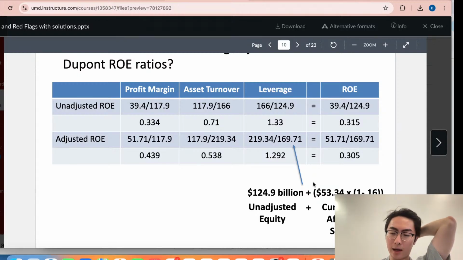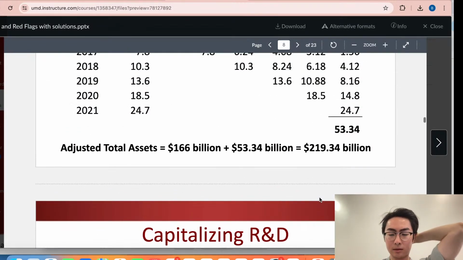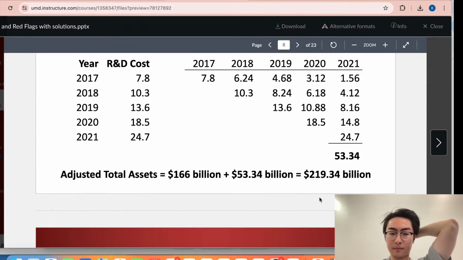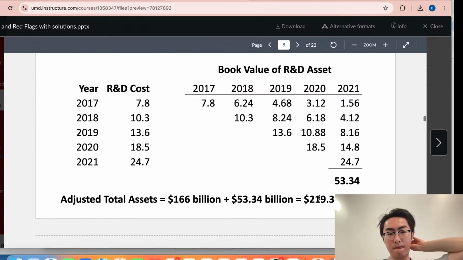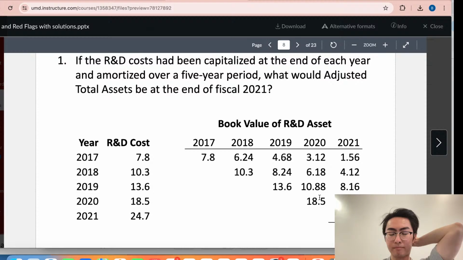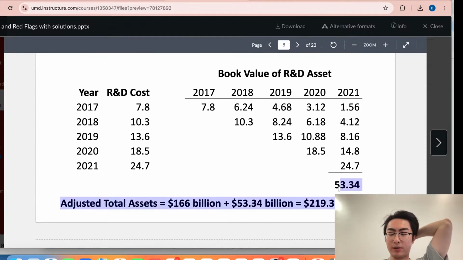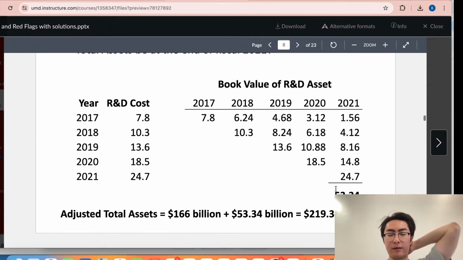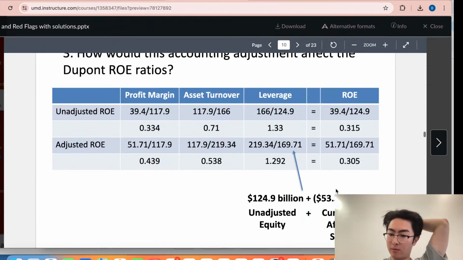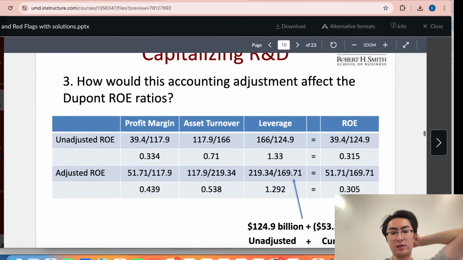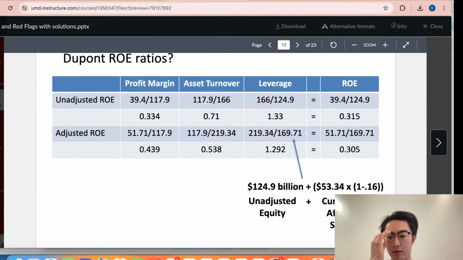So we have to add. Yeah, right. I understand. Maybe that makes more sense that we add this book value of R&D assets. We're just assuming that's financed by equity, but then multiplying by 1 minus 0.16. Why do we need to multiply by the tax rates is what I'm confused on.